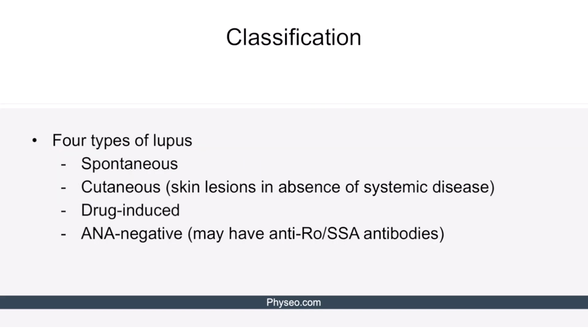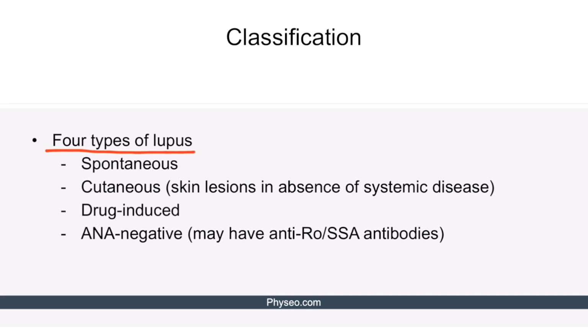As for the categories of lupus, we can summarize them into 4 types. Spontaneous lupus, which can be idiopathic in origin or triggered by environmental factors. Cutaneous lupus erythematosus, which presents with skin lesions in the absence of a systemic disease. Drug-induced lupus, which we mentioned is caused by drugs like procainamide and hydralazine. And lastly, anti-nuclear antibody negative lupus.